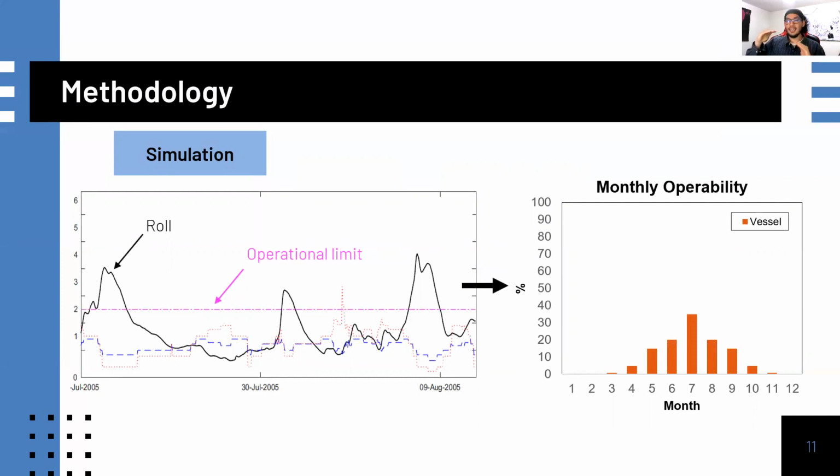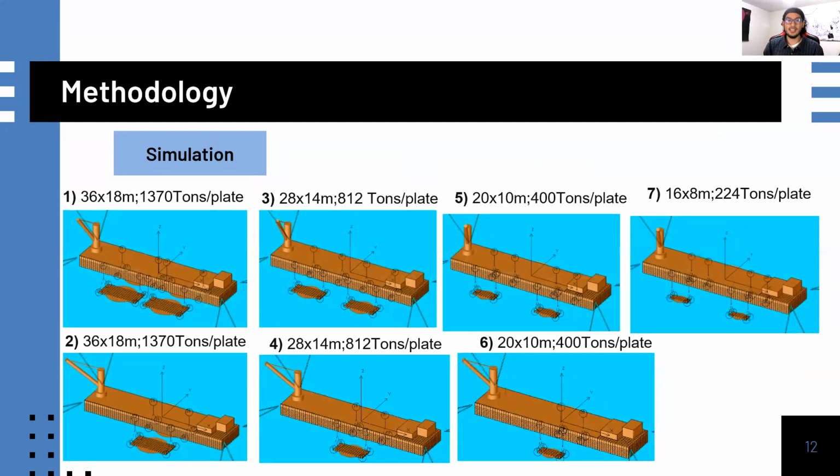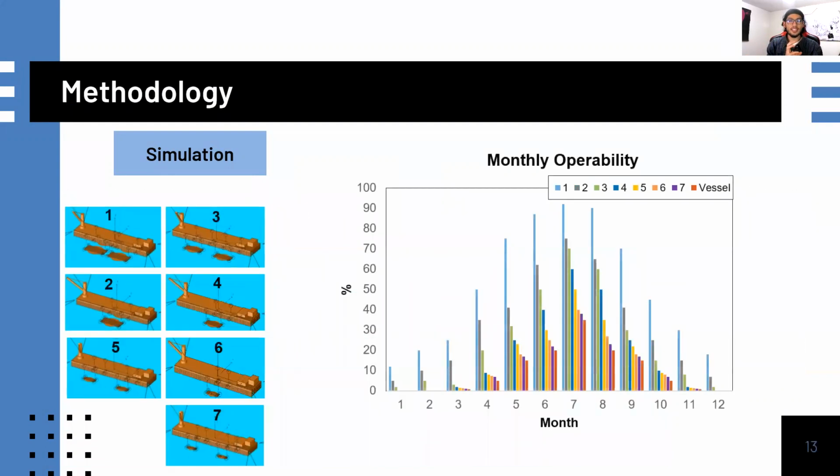All the time the data is below the operational limits, the crane ship can work, but when it's above, the crane ship cannot. This is done several times to simulate the behavior of the ship with and without plates of different sizes and arrangements. In our case, 7 possible systems were proposed and analyzed, all showing the same tendency. The bigger the plate, the better the reduction of roll. That means an increase in operability.